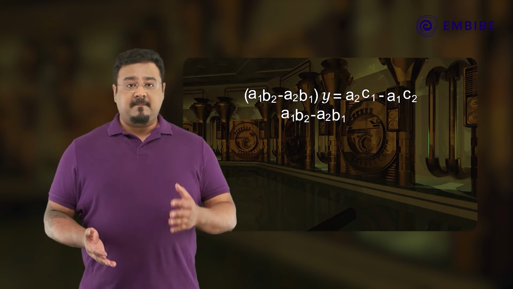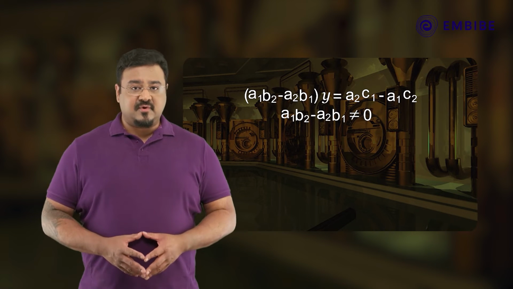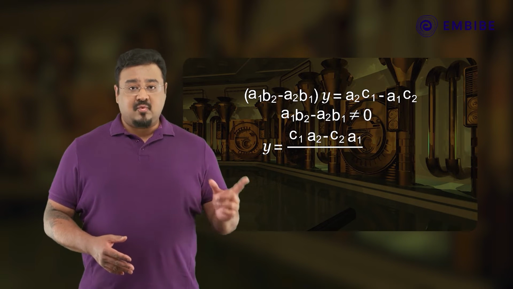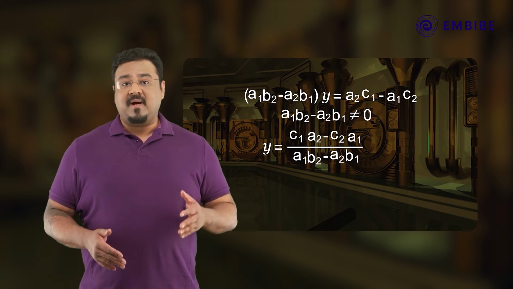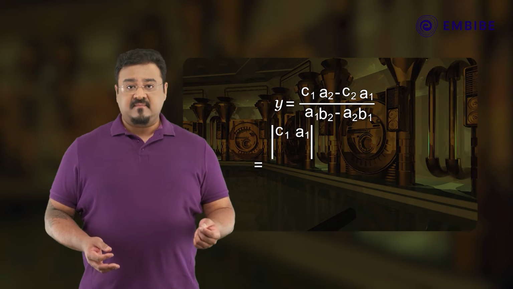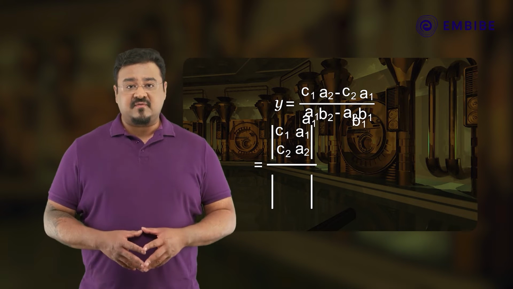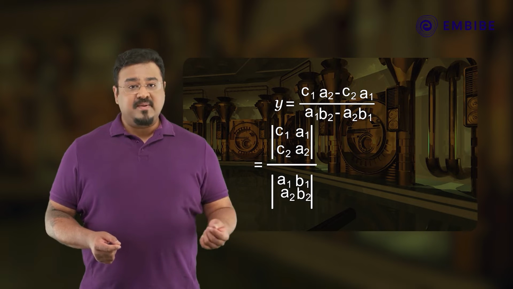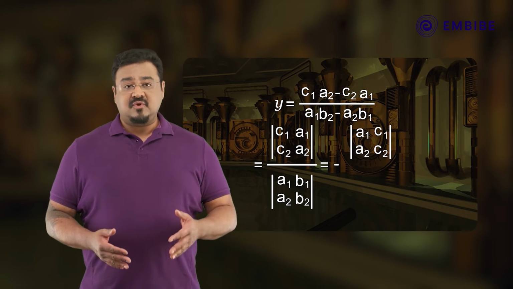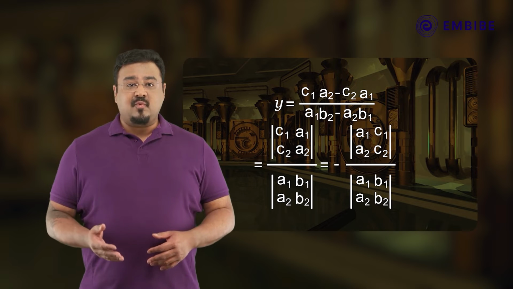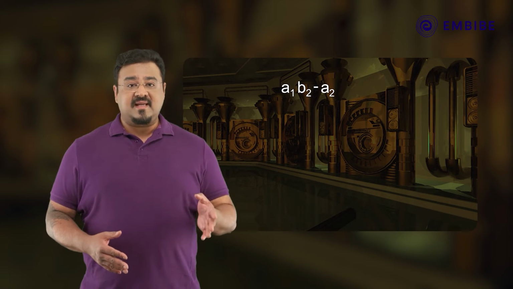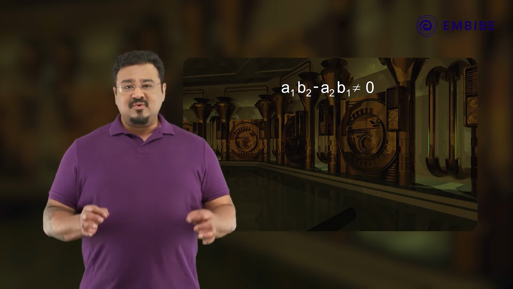If a1b2 - a2b1 is not equal to 0, then y = (c1a2 - c2a1) / (a1b2 - a2b1), which is equal to the determinant of [c1 a1; c2 a2] over the determinant of [a1 b1; a2 b2], which is equal to minus the determinant of [a1 c1; a2 c2] over the determinant of [a1 b1; a2 b2].